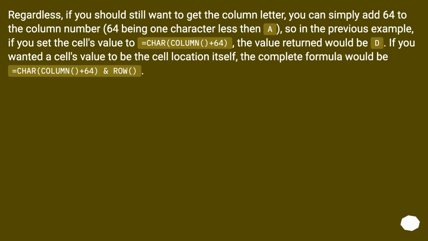64 being one character less than A. So in the previous example, if you set the cell's value to =CHAR(COLUMN()+64), the value returned would be D. If you wanted a cell's value to be the cell location itself, the complete formula would be =CHAR(COLUMN()+64)&ROW().